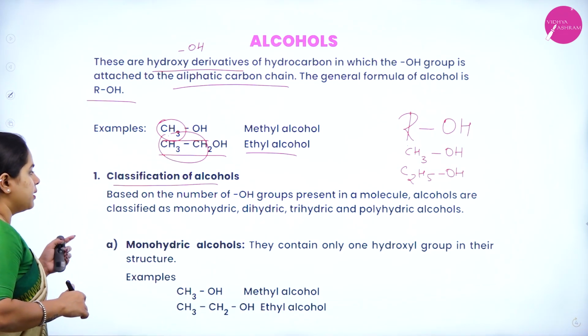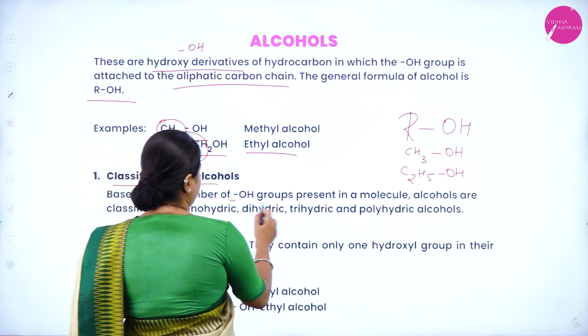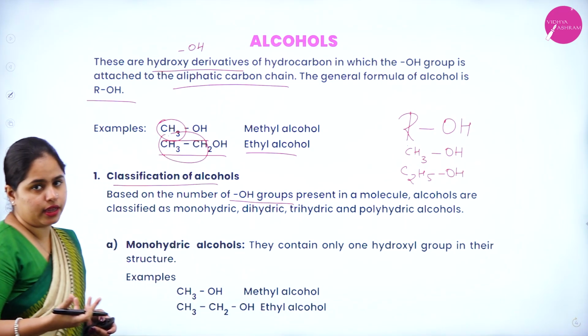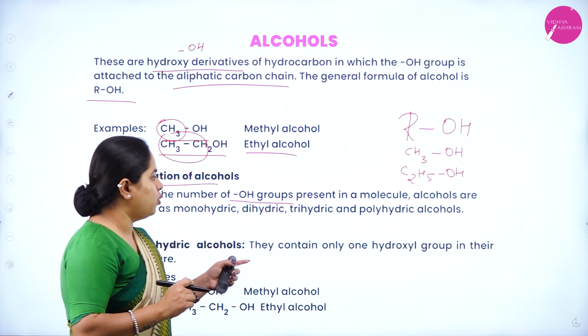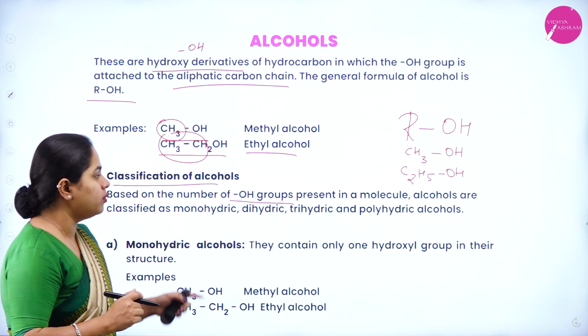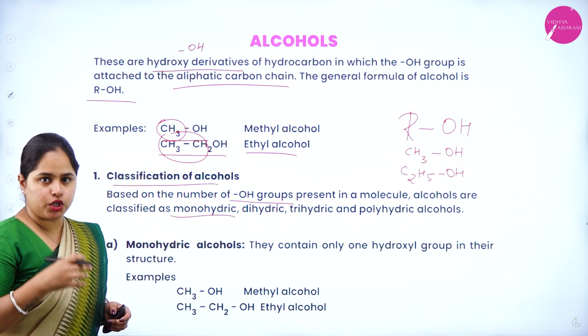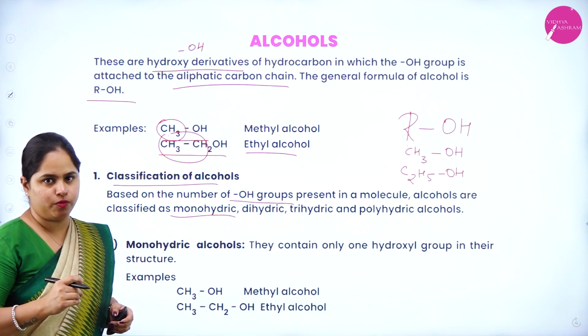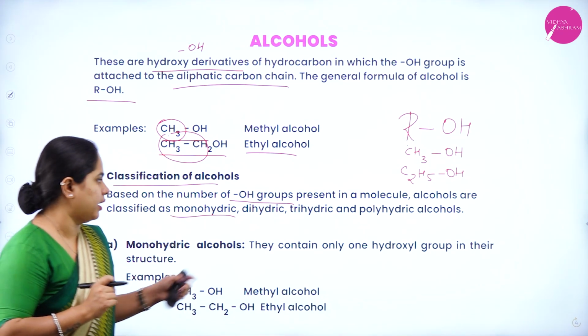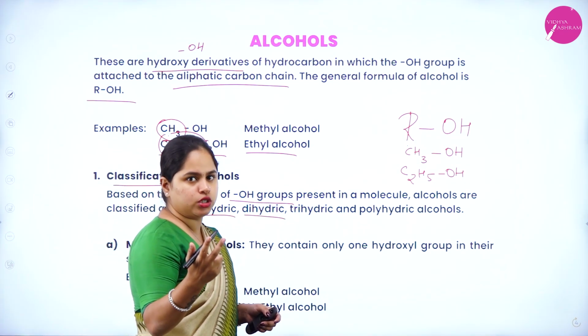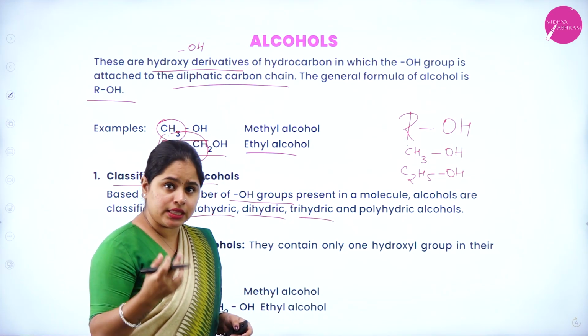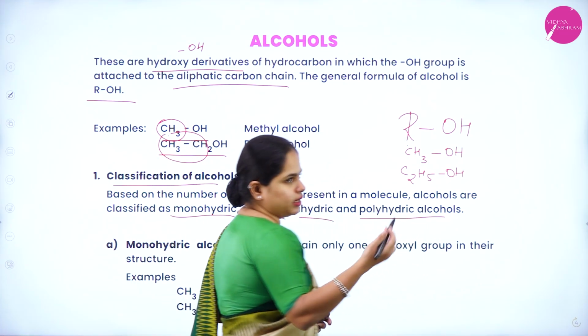So the first one is based on the number of OH groups. How many hydroxy groups are there? Based on that, right? How many hydroxy groups are present in a molecule? Alcohols are classified as monohydric, that means in that particular alcohol only one OH group will be there, right? Then dihydric means 2 OH will be there. Trihydric means 3 will be there. Polyhydric means more than 3 will be there, right?